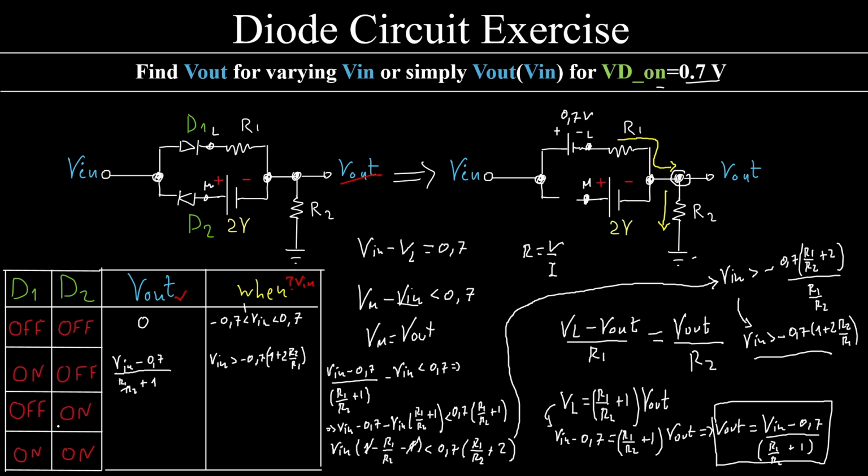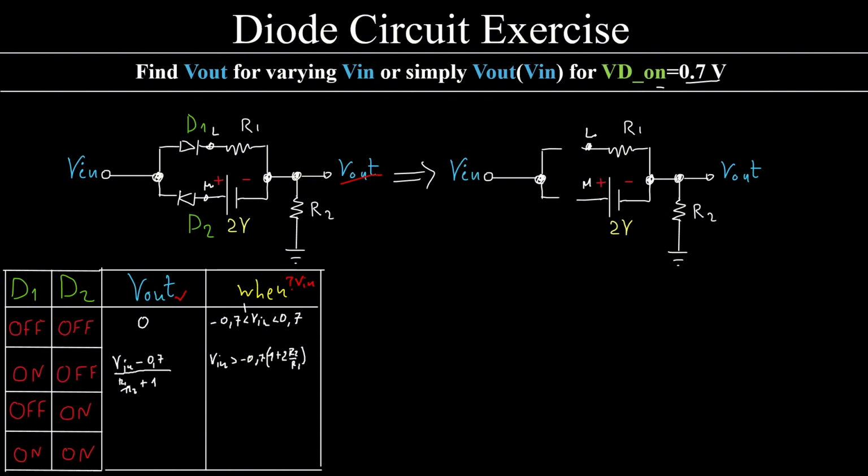Now going on to the third case, D1 is off and D2 is on. If D1 is off, it will be represented by an open circuit again, and if D2 is on, it will be a battery. Now, what is the first thing we do? The conditions of the diodes. Vin minus VL must be less than 0.7. Vm minus Vin must be exactly 0.7 because the diode is on.